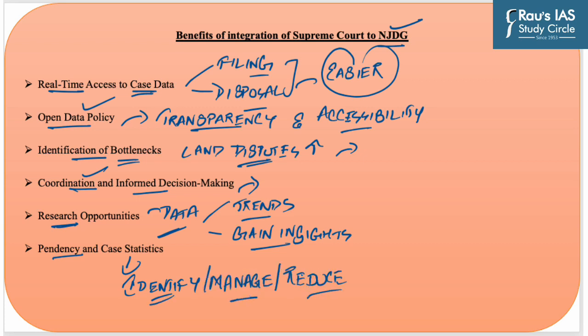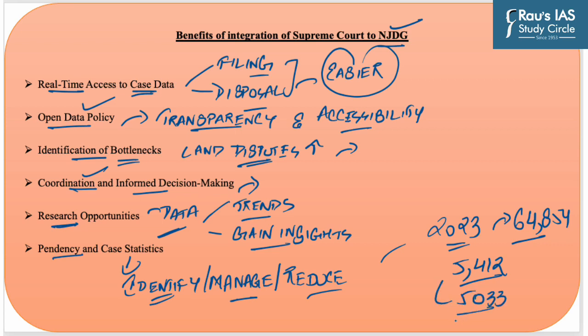Take for instance the Supreme Court data. For the year 2023, the total pendency of cases registered in the Supreme Court is 64,854. But the cases instituted last month were 5,412, while cases disposed of in the last month were 5,033. So this shows that the pendency in SC, that is the Supreme Court, is largely due to legacy cases, since the court is currently disposing of approximately the same number of cases filed on an annual basis.